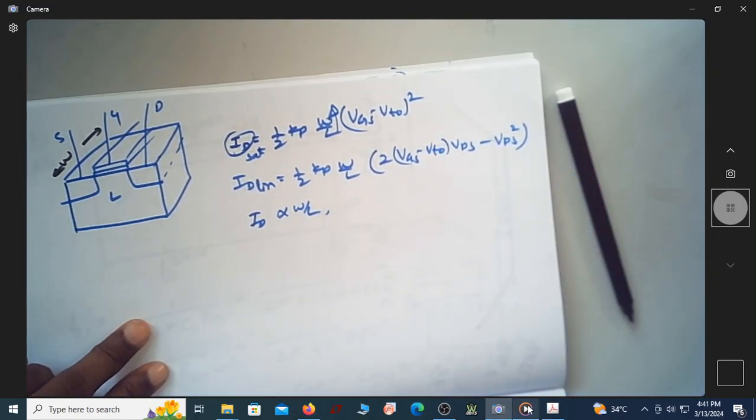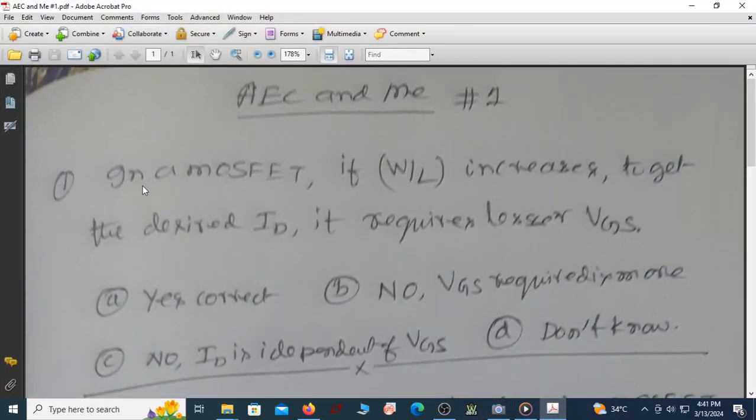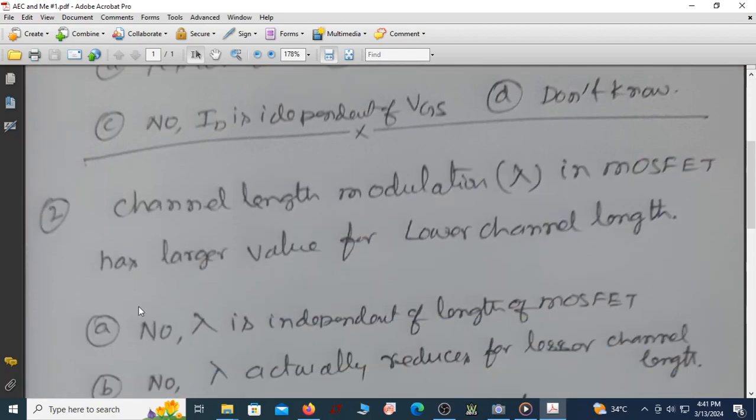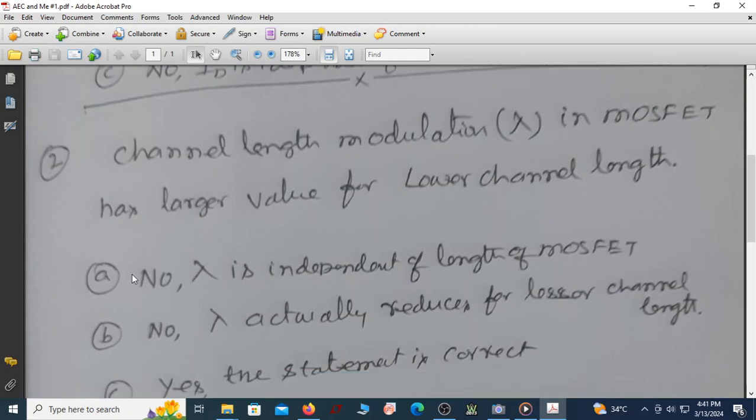So let us go to the statement again and reconfirm that it is correct. In a MOSFET, if W by L increases, to get the desired ID it requires lesser VGS. The statement is correct. Now the second question: channel length modulation lambda in a MOSFET has a larger value for lower channel length. So let us try to understand what this lambda value is and how it depends on channel length.